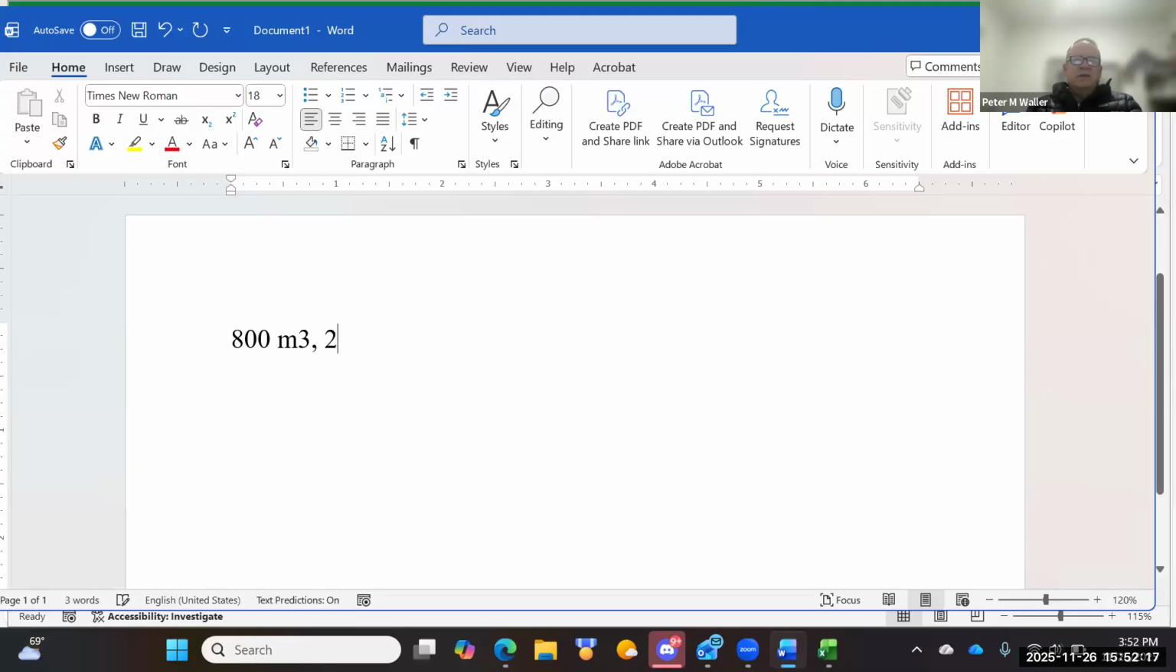And let's say I want to make it 2 meters deep. That means I need a 20 meter by 20 meter reservoir, which is a reasonable size to have on a farm. And I want to have 2 to 1 side slopes. And what that means is the horizontal distance is 2 and the vertical is 1.